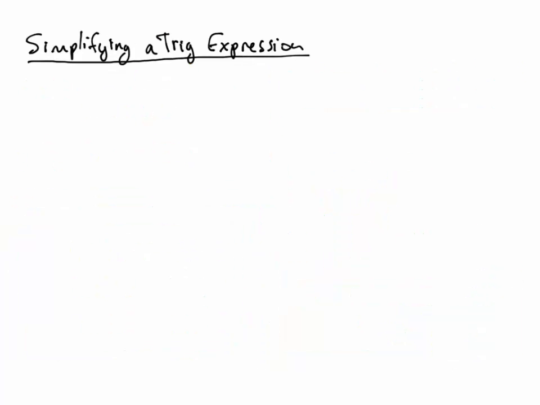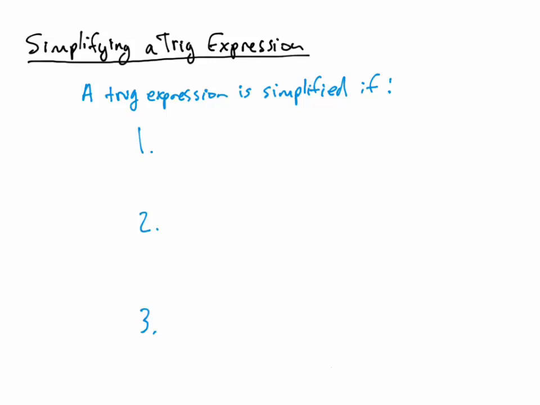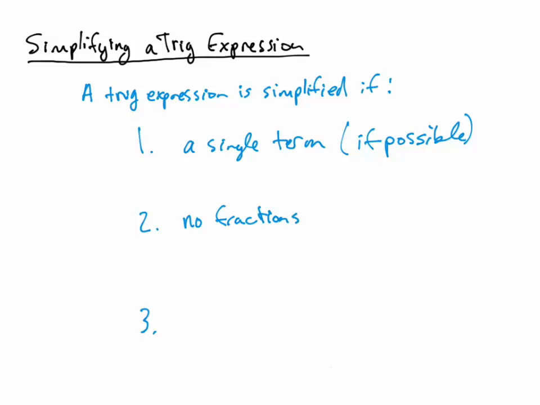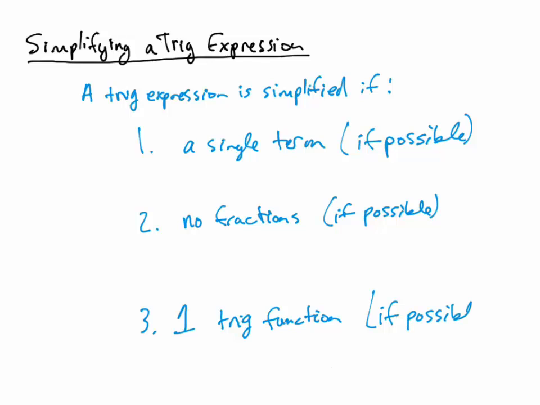One way we use these trig identities is to simplify expressions that have trig functions in them. So what do we mean by simplifying a trig expression? A trig expression, we say, is simplified if we get down to a single term, if possible. It's not always going to be possible to simplify a trig expression to a single term, but if we can do it, we would need to. A trig expression will be simplified if there's no fractions. So again, we're going to try and remove any fractions, and then we're going to try to simplify down to a single trig function. Sometimes a trig expression will have many different trig functions within it. We want to combine and condense into a single trig function, where this is possible.